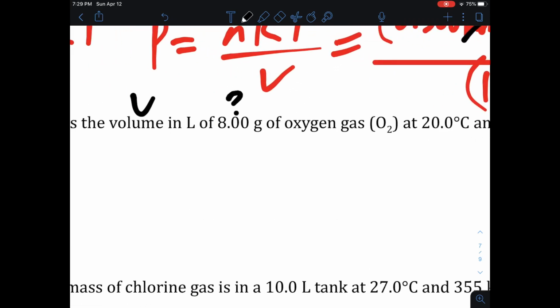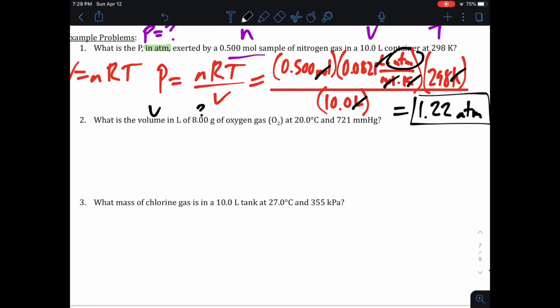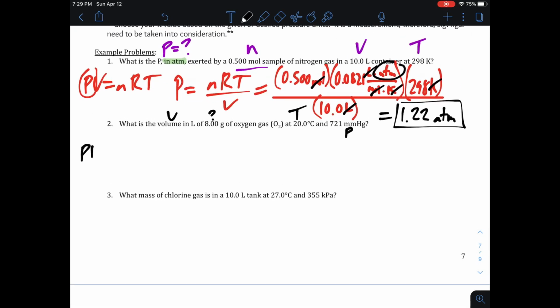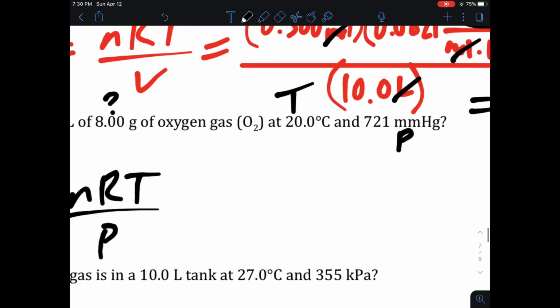Next problem. What is the volume in liters, so we know we're solving for volume, of 8 grams, whoa, what's going on there? I'll just put a question mark, let you think about it for a second. At 20 degrees Celsius, there's our temperature, and 721 millimeters mercury, that's our pressure. Okay, well, let's just get our equation started. We have our PV equals nRT, good old pivnert, and we're solving for V, so isolating V, we get nRT over P. Now, before we can plug some numbers in here, we really have to do a little bit more work. First, because our temperature is in Celsius, what would this be in Kelvin?